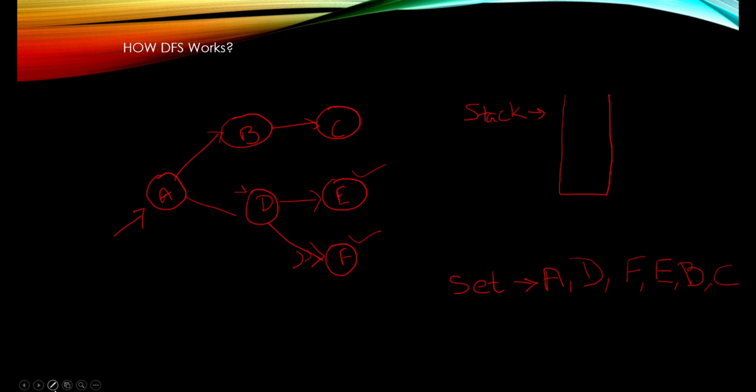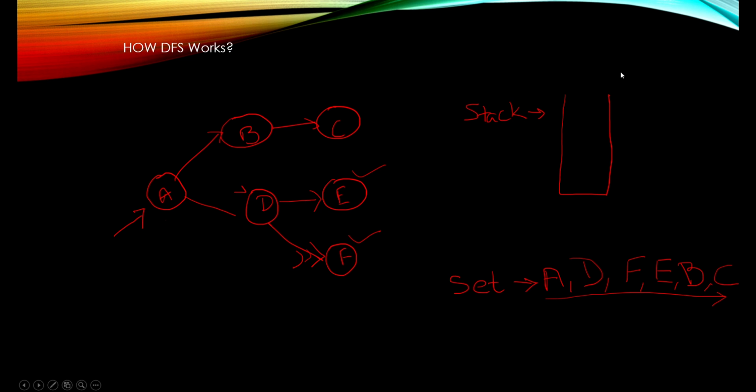So since the stack is empty, I will come out of this graph traversal. Whatever is there in my set gives me the order in which the depth first search happened. So depth first search happened from A to D, D to F, then to E, then B and C. So this is how depth first search works.